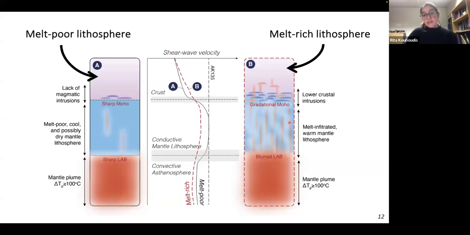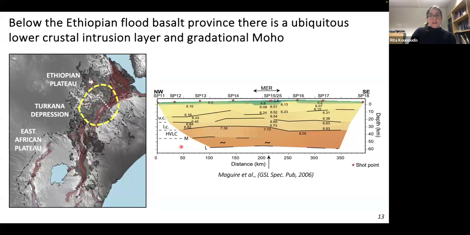But on the right, which is much like what we see in the Ethiopian Plateau, is heavily modified. A big lower crustal intrusion complex blurs the transition from crust to mantle and also from lithosphere to asthenosphere. So we're going to look out for these features below the Turkana Depression and see how it compares to the north.